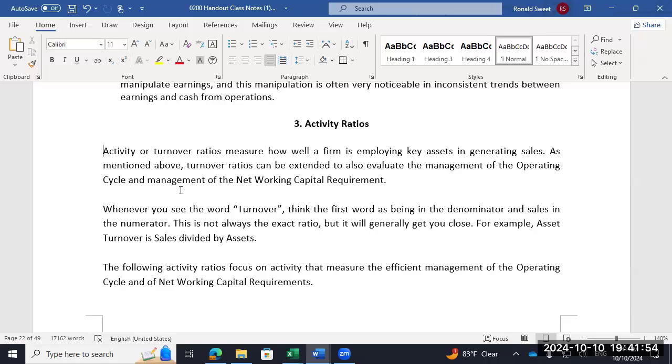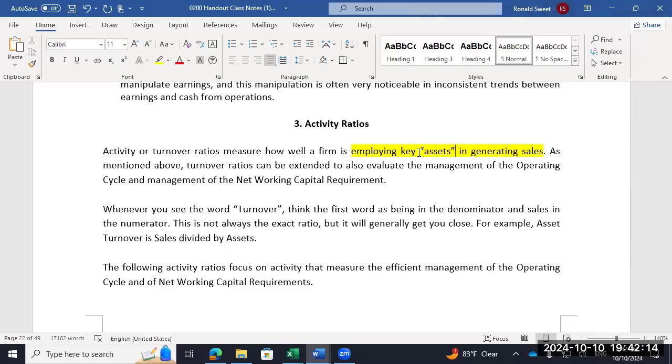So activity ratios, turnover ratios: it's how is the firm employing key assets to generate sales? This is really the key of it. And that word assets should almost be in quotes. Because you hear the word assets, you think balance sheet, but it doesn't have to be something on the balance sheet. It can be your employees.